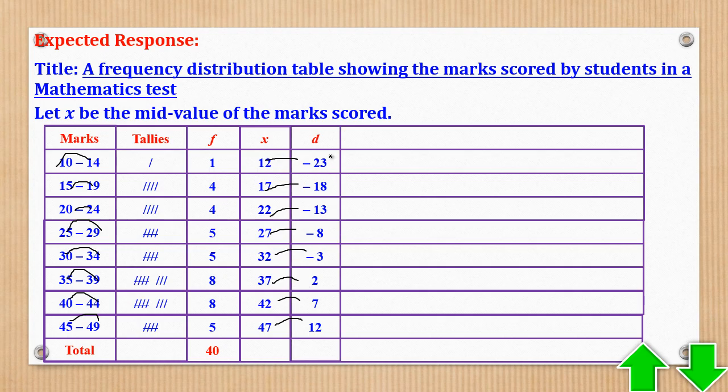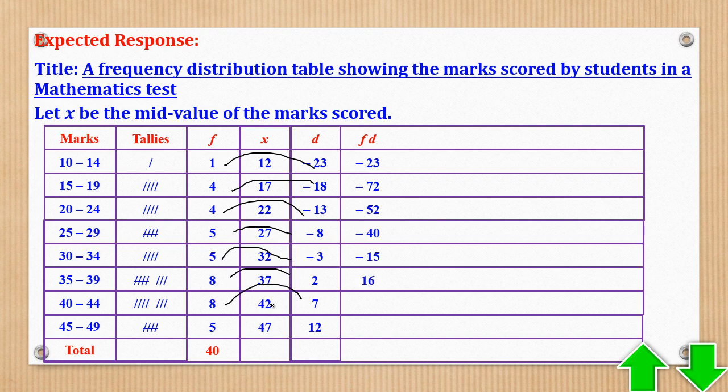Then we shall need now FD. So FD will be this times this, maintaining the negatives, this times this, this times this, this times this, this times this, this times this, this times this, this times that. Then we shall need the total of all this. Total will be negative 70.